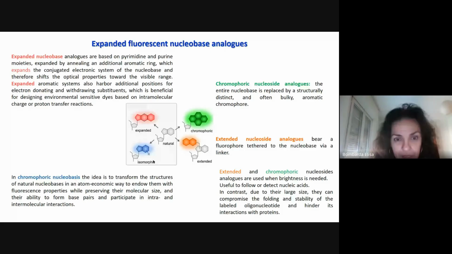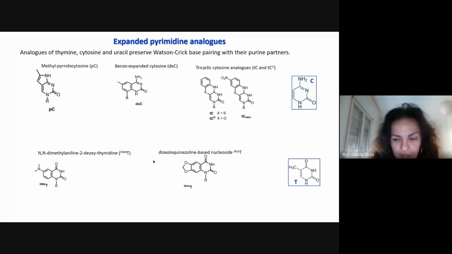So we will talk about these two categories in the next part, and especially the isomorphic category, on which the group in which I'm working is focusing. And I think that Jagannath also will recognize something about what I will say next.